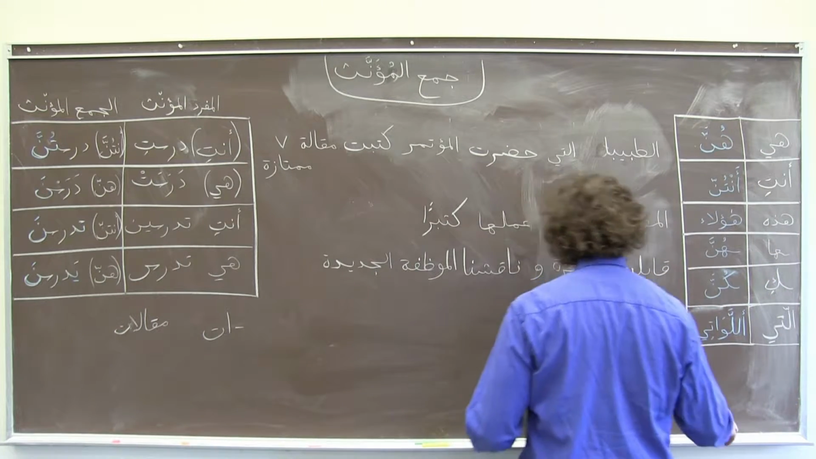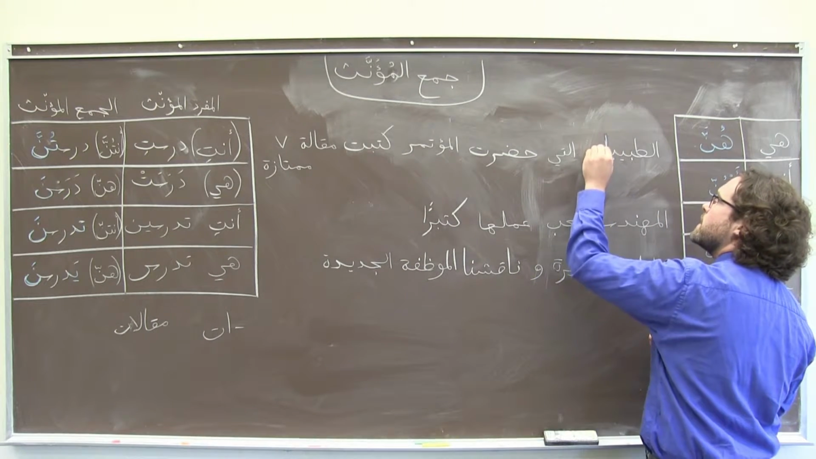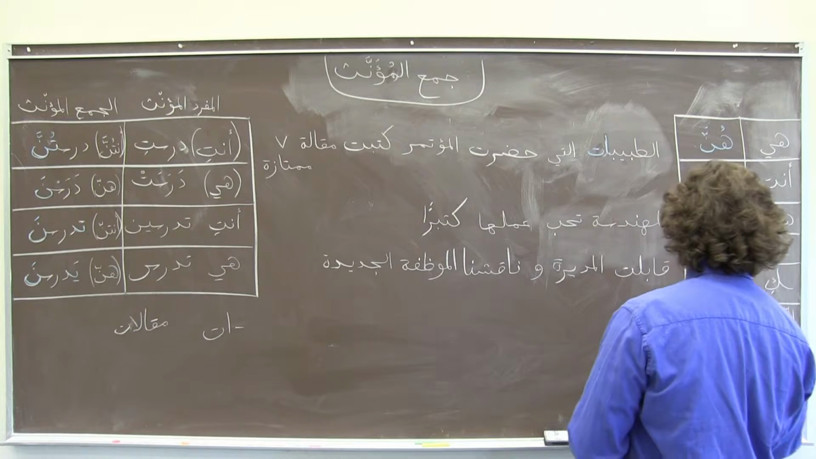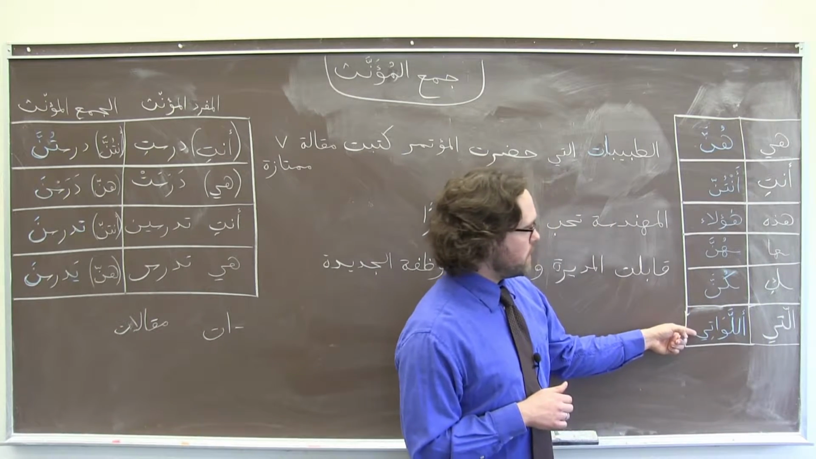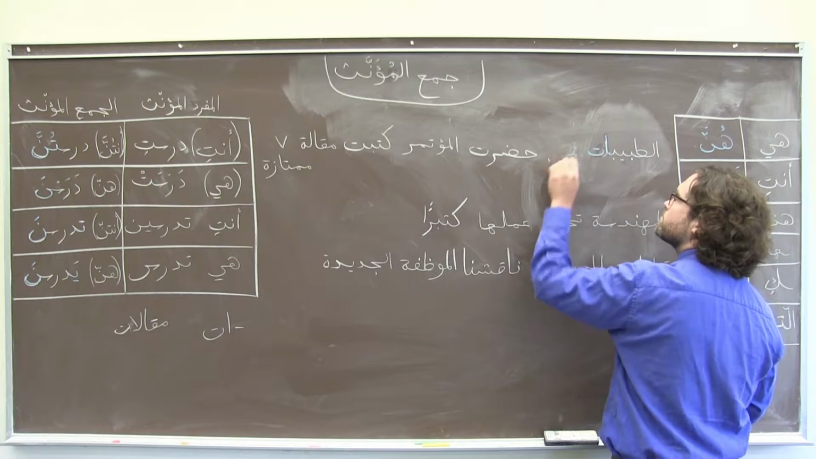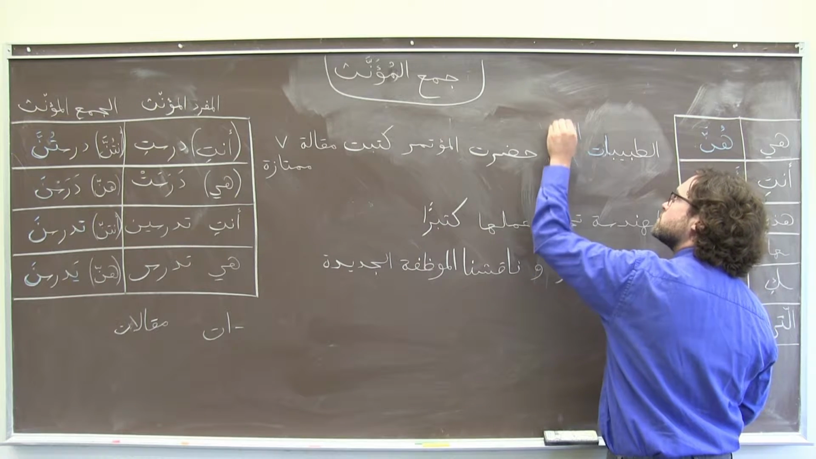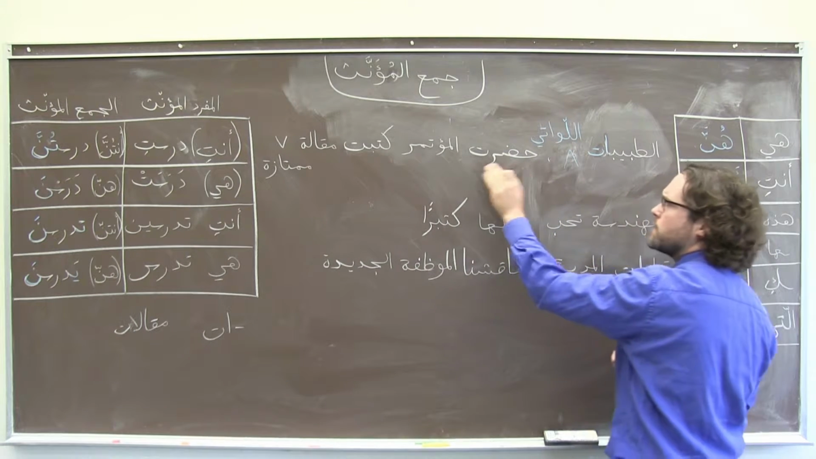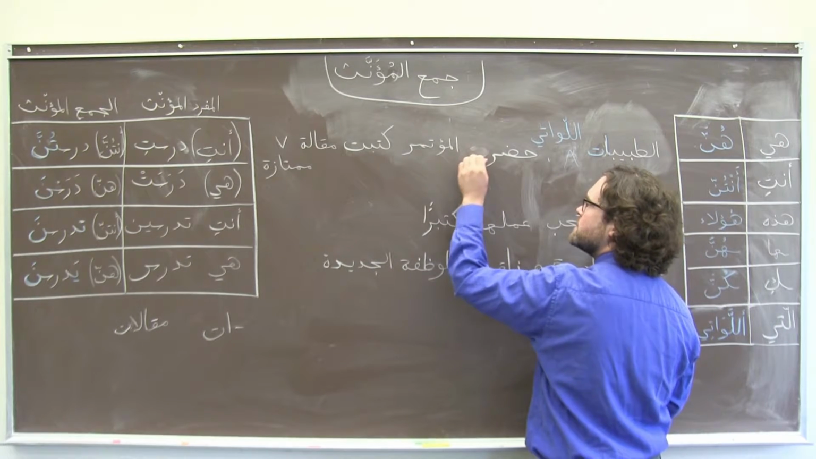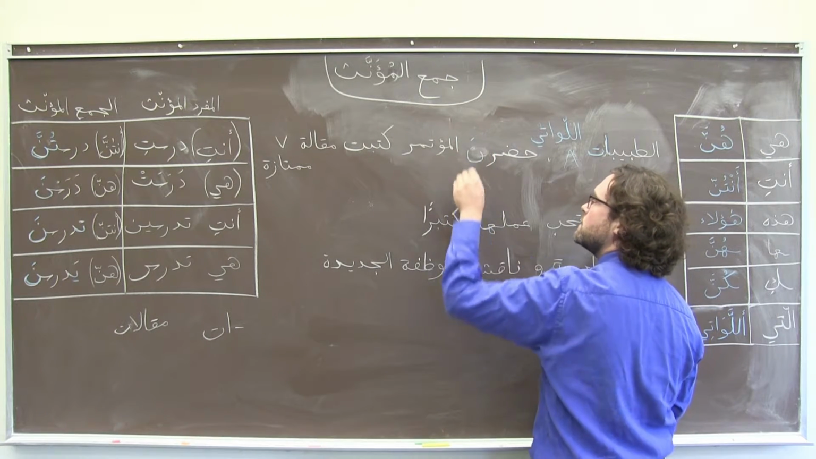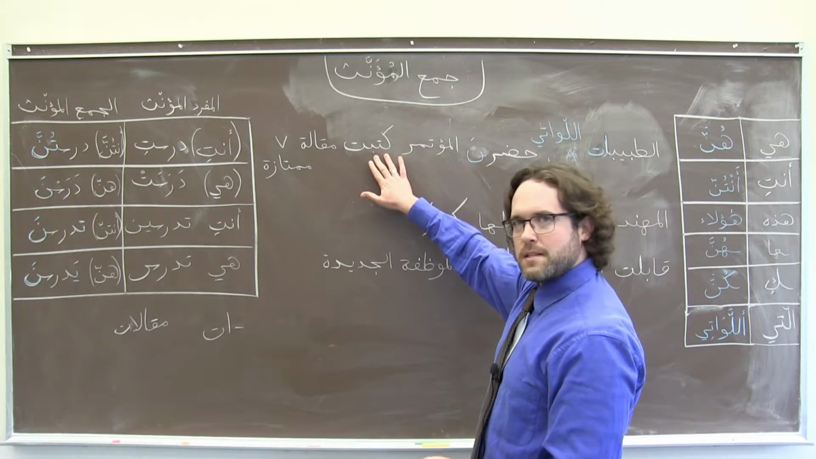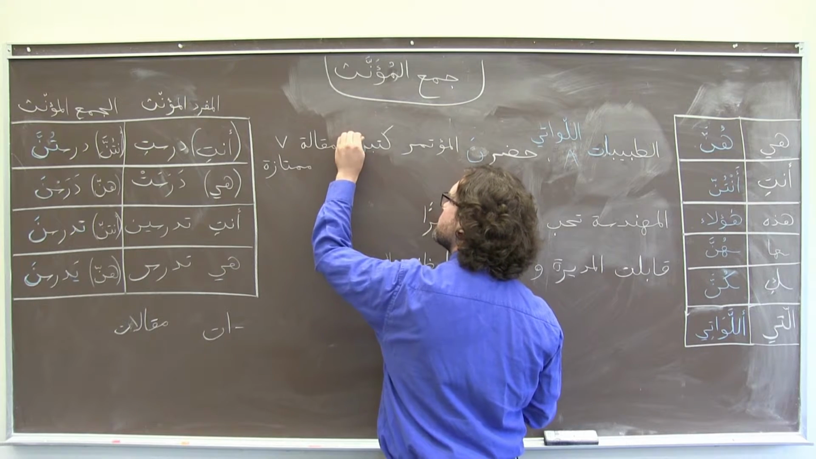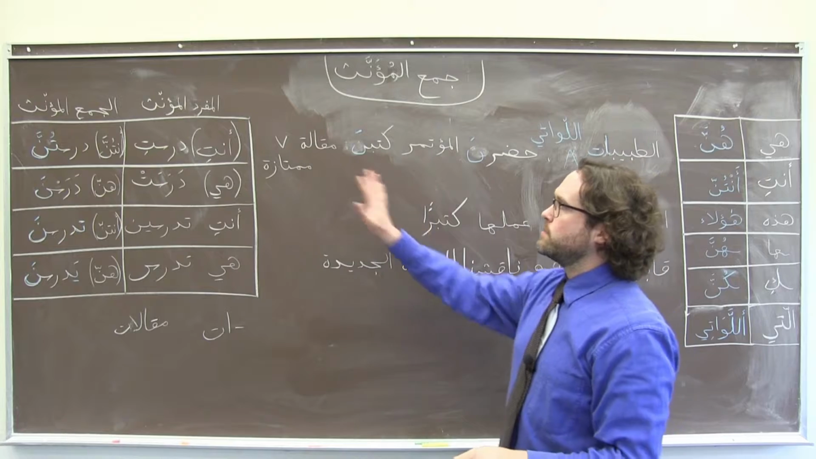Let's use a different color. How about blue? الطبيبات التي. Now I need to turn التي into a feminine pronoun. اللواتي. So the doctors who attended حضرت, feminine singular. I need to make it plural, so I'm going to turn it into حضرن المؤتمر. كتبت, again, just one person wrote it, but now I want to make it a group of women who wrote this article. كتبن مقالة ممتازة.